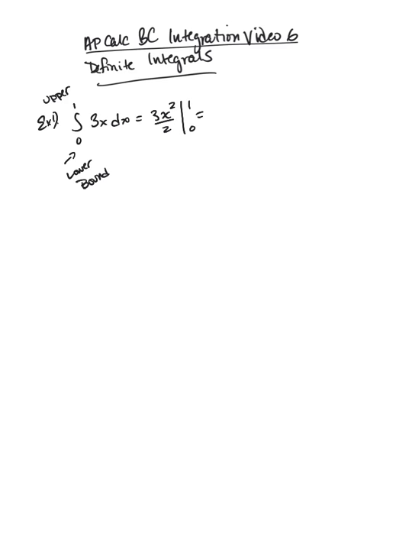Now you substitute in your upper bound first. 3 times the square of 1 over 2 minus, you subtract off the result from your lower bound. So this is 3/2. Okay, what does this mean? Well, let me tell you what it means.